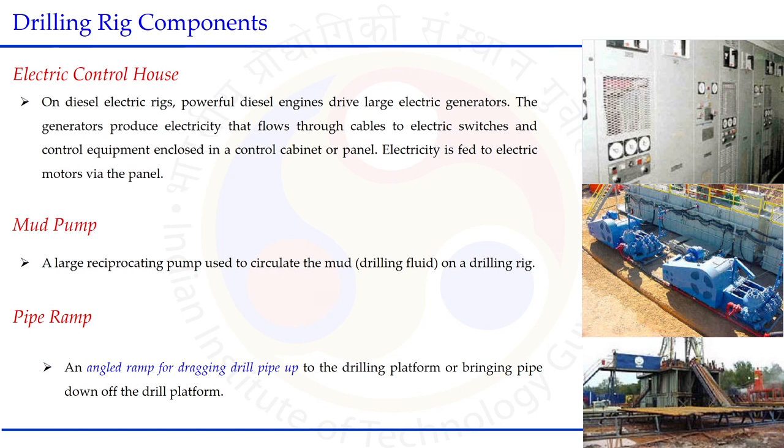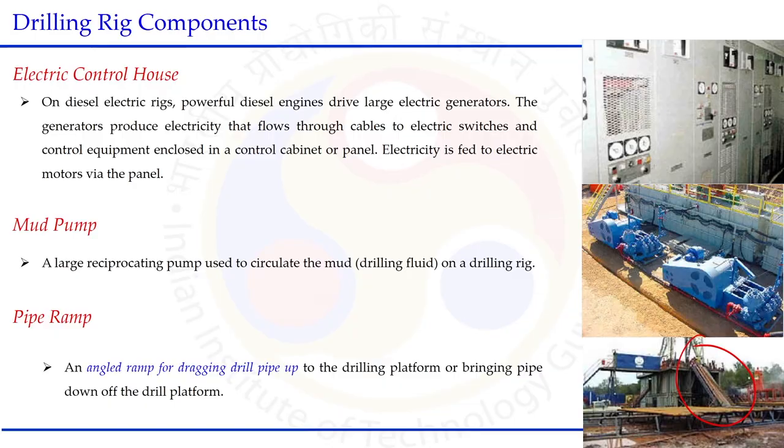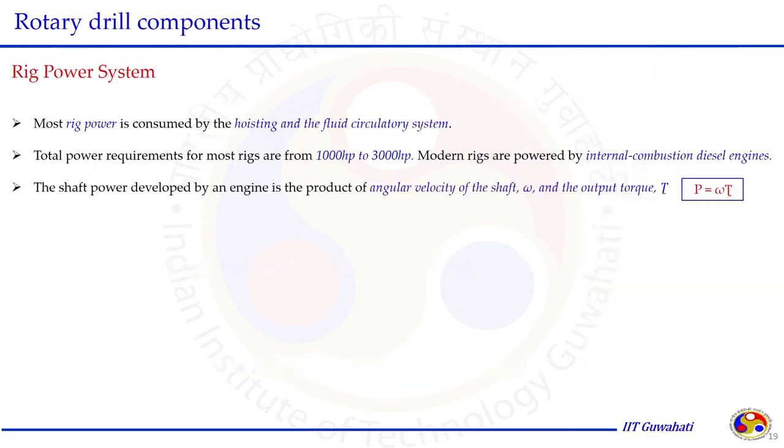Pipe rams, the arrangement is made in such a manner that the pipes can be arranged on an angled ram, so it is easy to take them, and then during the operation when they need to be inserted in the holes, it becomes easy. The other components are important, but we are not discussing them in detail.